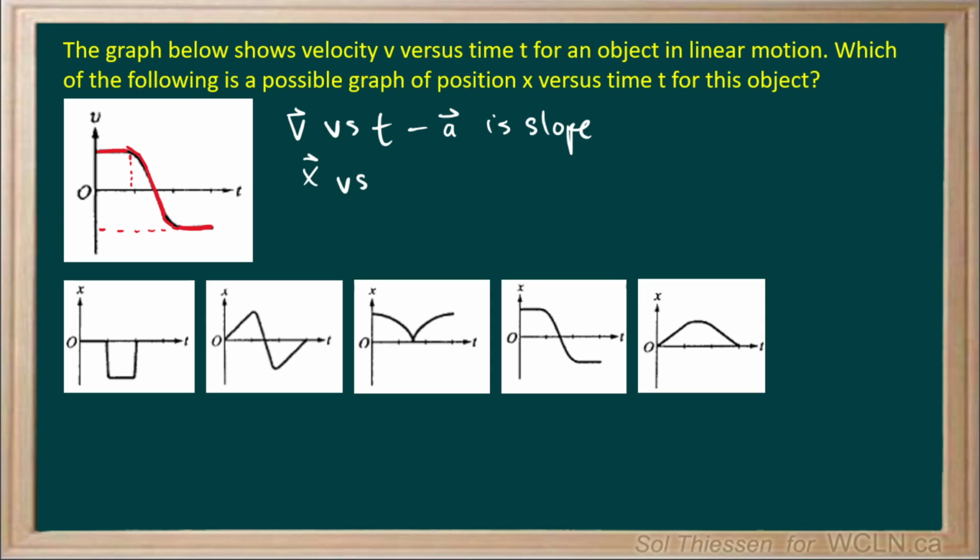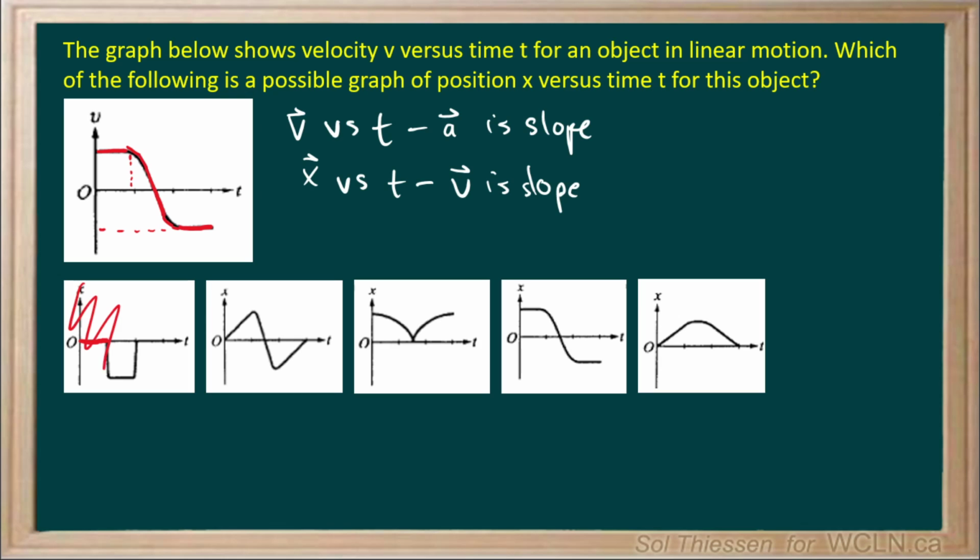velocity is slope. Okay, so let's see if any of these position-time graphs represent the same kind of motion as the velocity-time graph. On our first position-time graph, it looks like we have 0 velocity initially, since the slope is 0, and that already doesn't match with the velocity-time graph.